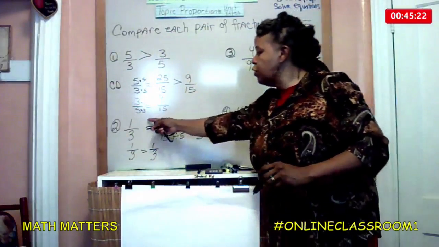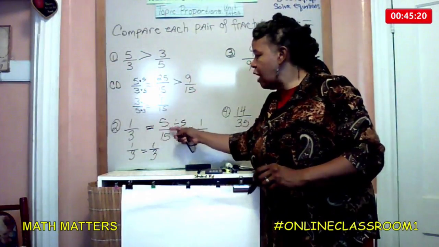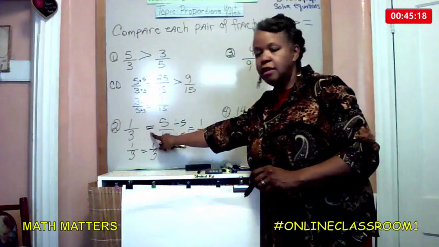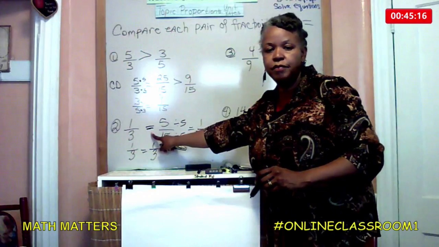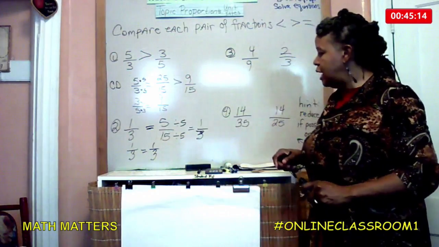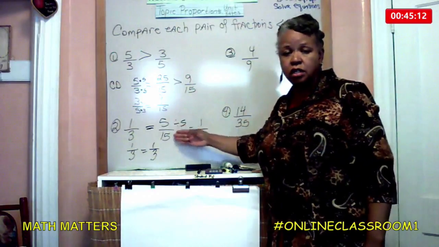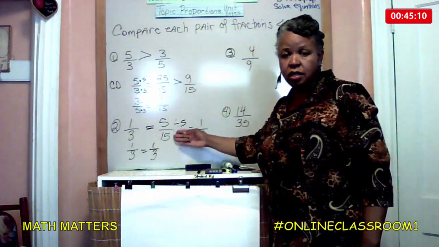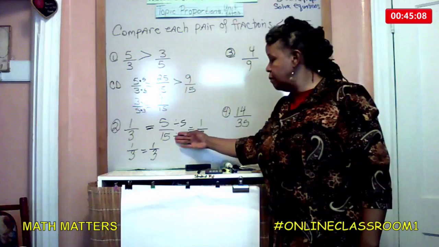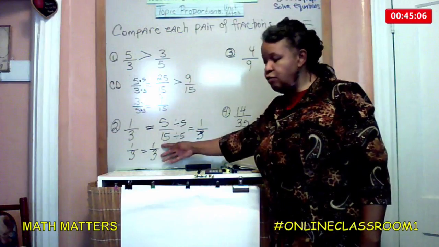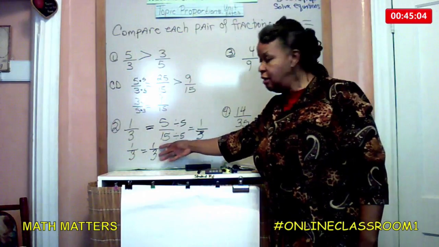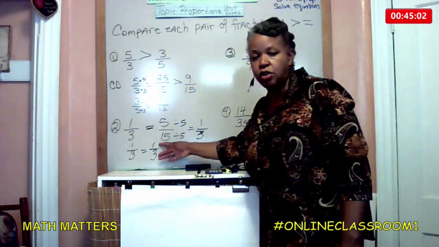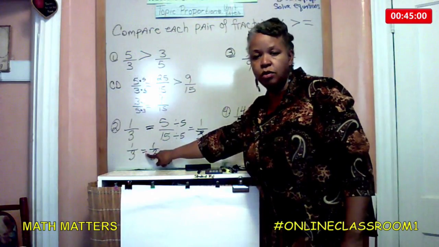Okay? 1/3, when I compare 1/3 to 5/15, they're absolutely equal. So what did we do in this case? We reduced the fraction and then compared them. 5/15 actually reduces to 1/3. And then when I compare 1/3 to 1/3, it's equal.